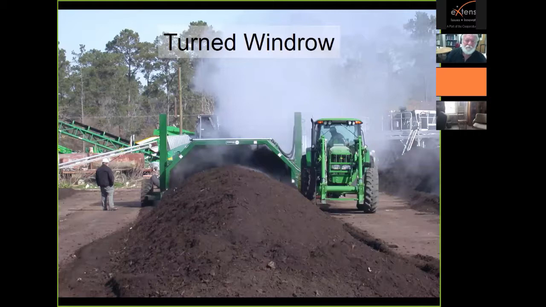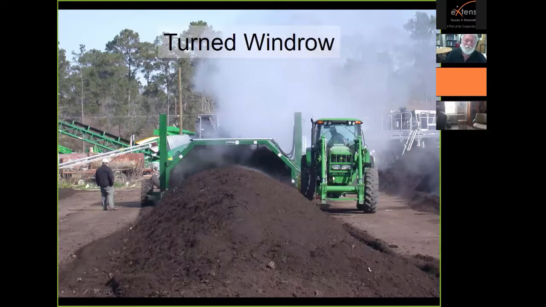This is a tractor pulled straddle turner. And you see what I mean by having this large aisle, in this case about 15 feet, 18 feet. That is space that you cannot use to make products. So that's part of your manufacturing facility that is not producing revenue.